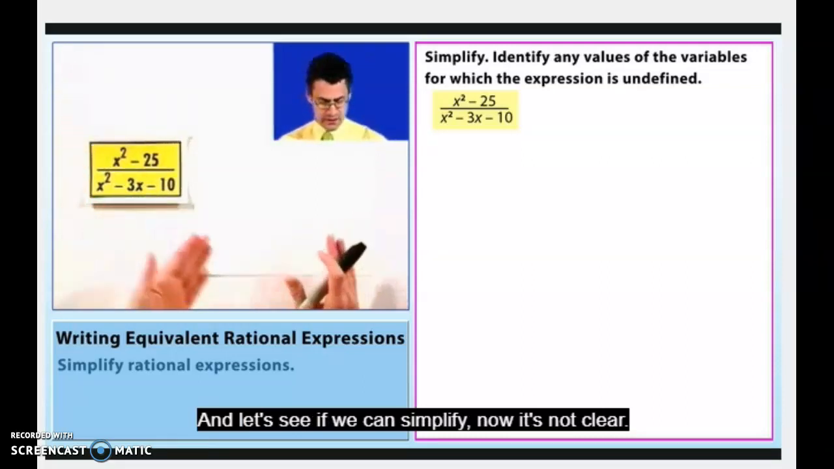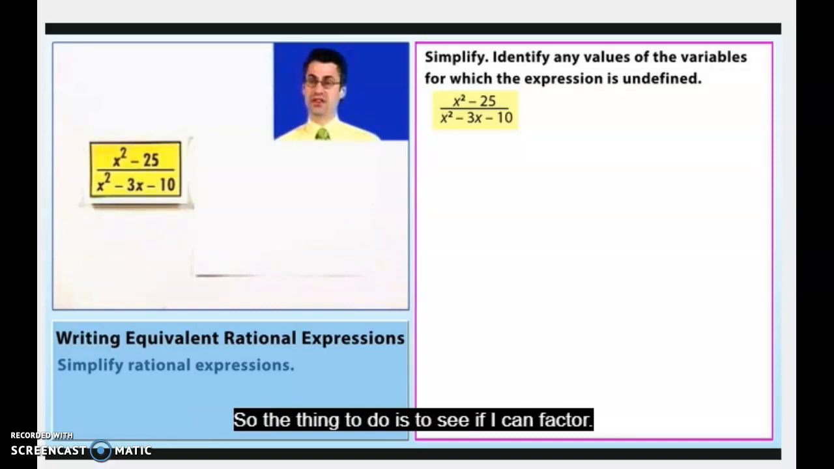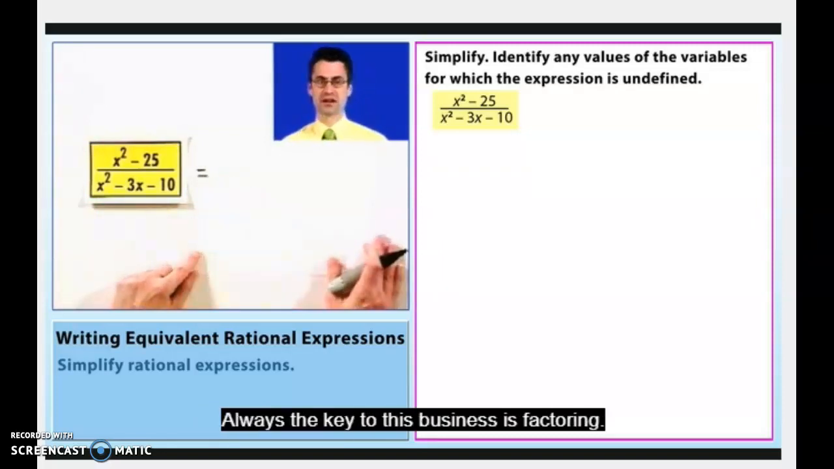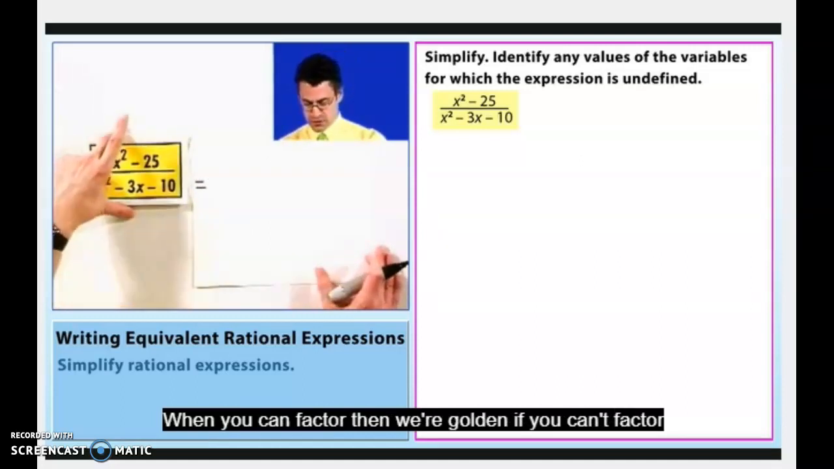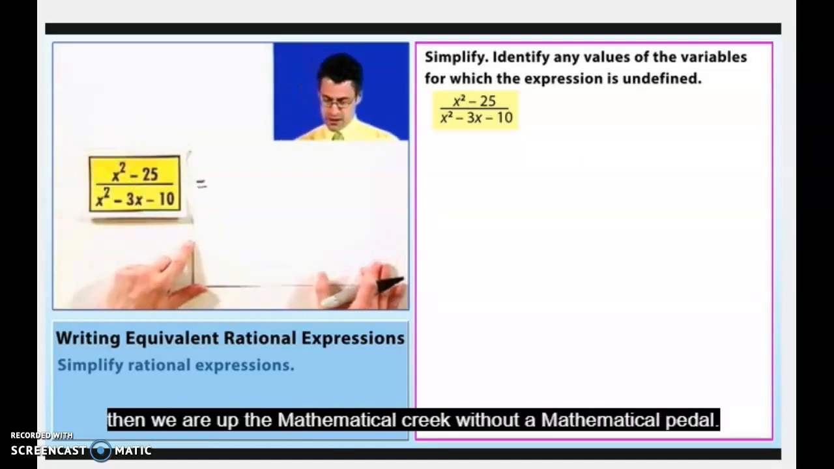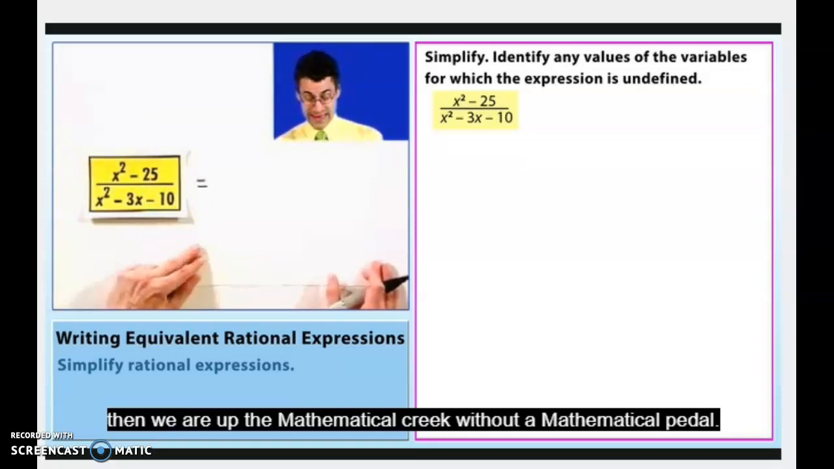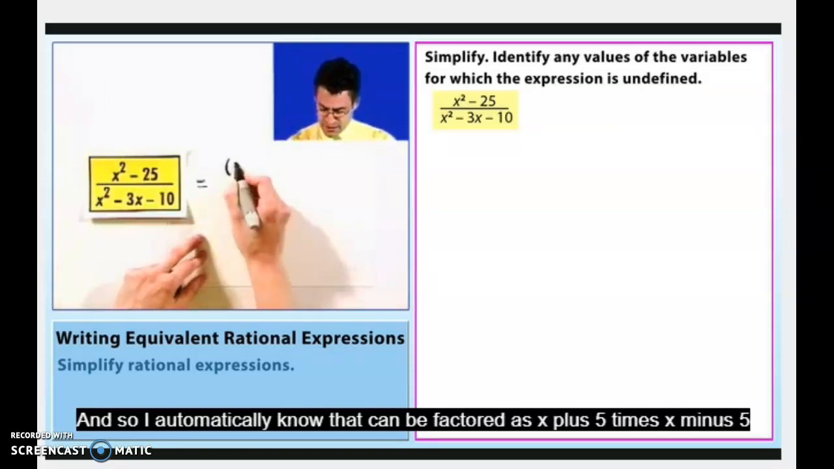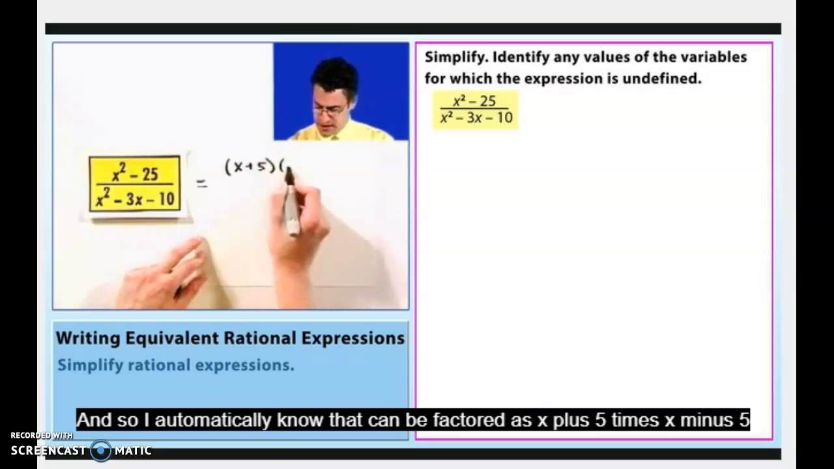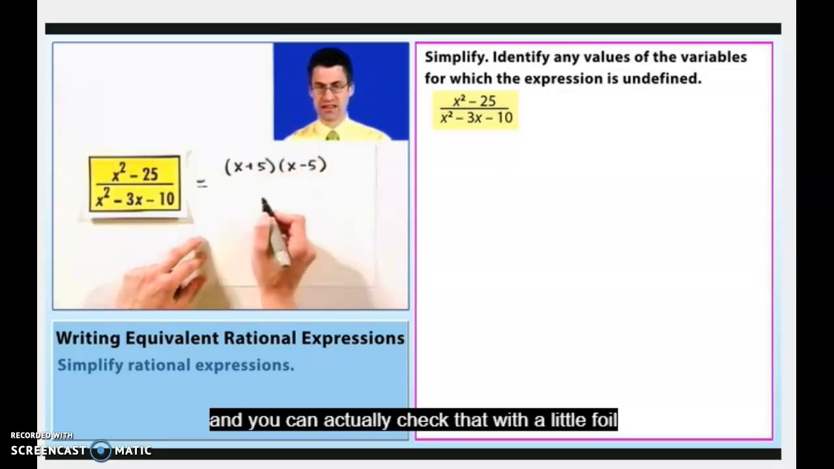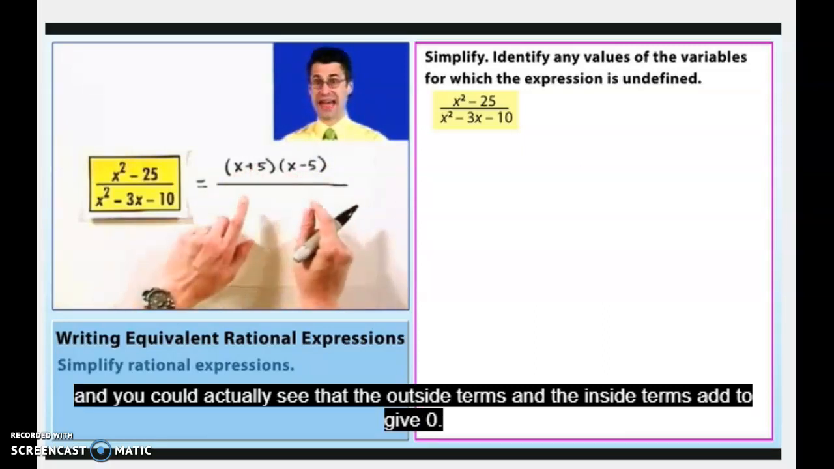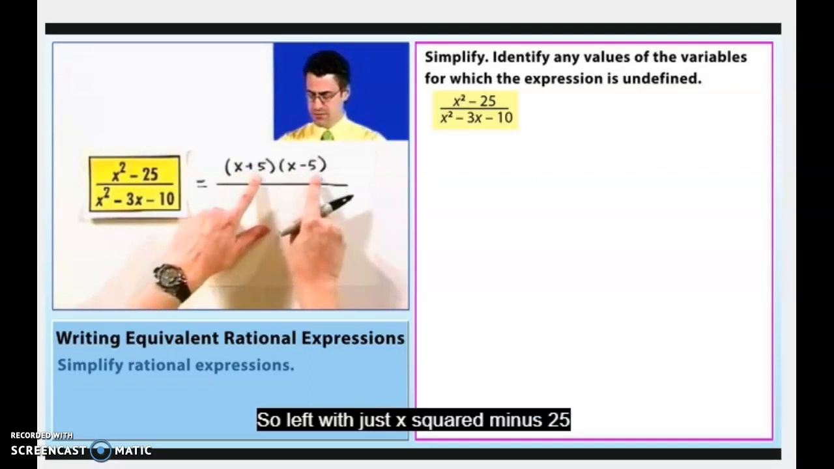Now, it's not clear how to simplify this automatically, so the thing to do is to see if I can factor. Always the key to this business is factoring. When you can factor, then we're golden. If you can't factor, then we are up the mathematical creek without a mathematical paddle. Well, the numerator, you'll notice, is the difference of two perfect squares, and so I automatically know that can be factored as x plus 5 times x minus 5, and you can actually check that out with a little FOIL, and you can actually see that the outside terms and the inside terms add to give 0, so I'm left with just x squared minus 25.